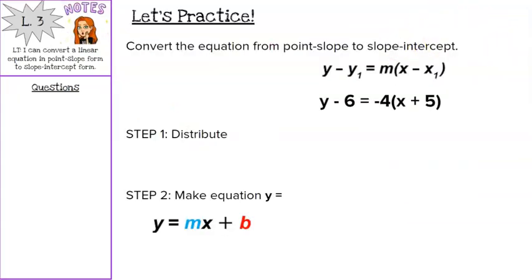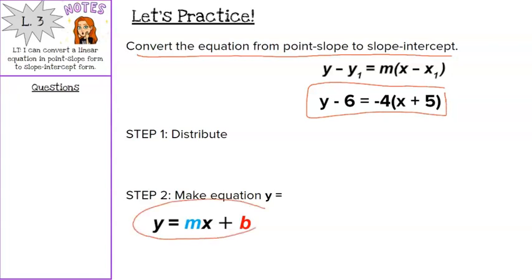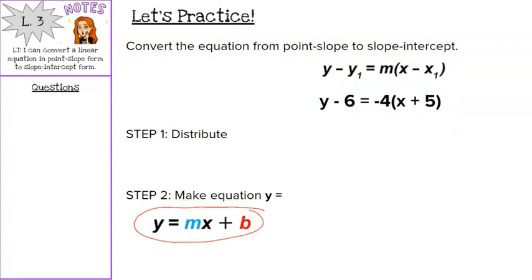So to start with our practice, we're just going to start by converting an equation from point-slope to slope-intercept form. So here you can see we have an equation in point-slope form, and we are going to change that so it looks like y equals mx plus b. Now to do that, we have to start with distributing because we want to get rid of these parentheses. We can't add x plus 5 because they're not like terms, so we're going to distribute.